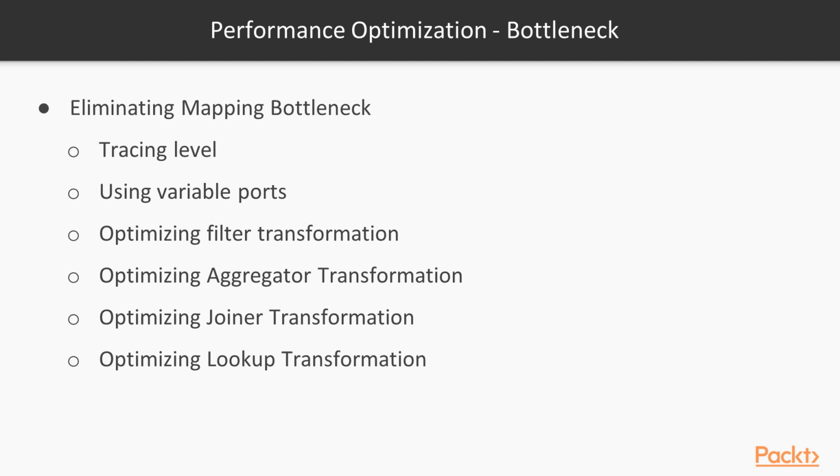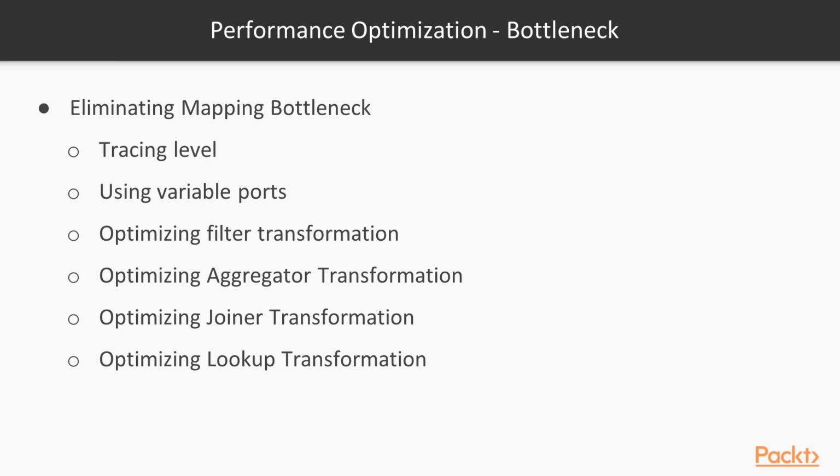Optimize joiner transformation. It's recommended to assign the table with fewer records as master. While using joiner, the table with fewer duplicates should be used as the master table. We also recommend performing the join in the source qualifier using SQL override. Performing joins on the database is sometimes faster compared to performing them in Informatica. Passing sorted data to joiner transformation enhances the performance, as this utilizes less disk space compared to unsorted data.